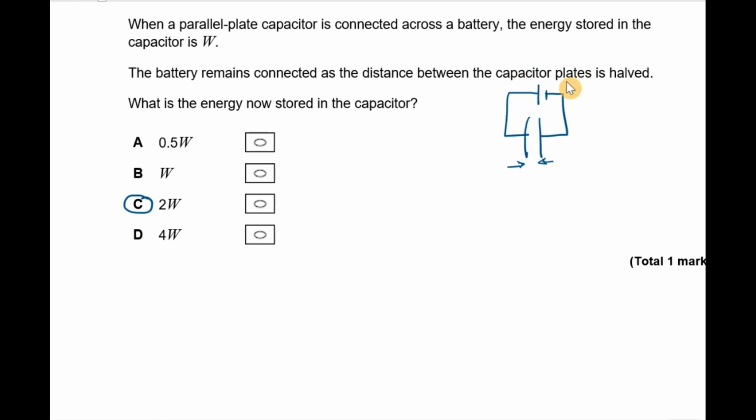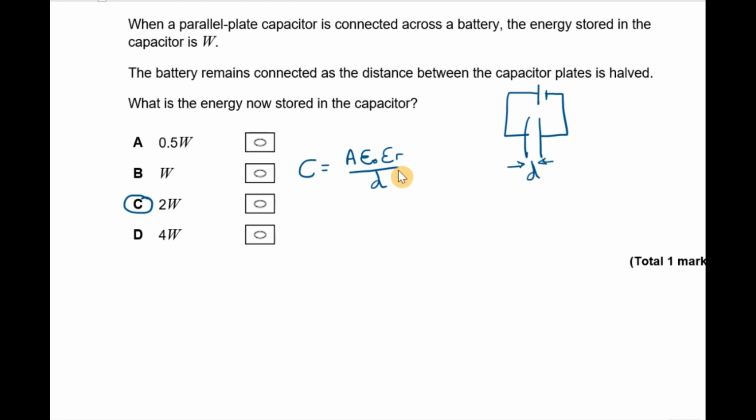So two equations we're going to use to help us answer this question. The first one is that the capacitance is equal to the area of overlap of the plates multiplied by the permittivity of free space multiplied by the permittivity of the dielectric between the plates over d, the separation of the plates. And in this particular question, d is going to be the important part. That's the thing we're changing.